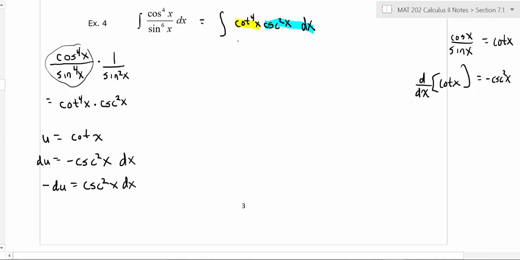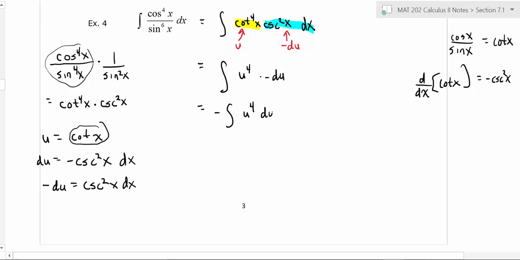Okay? So what I'm going to end up having is u is going to be the cotangent, and then negative du is going to be that part right there. So I'm going to end up having the integral of u to the fourth. Remember, I'm letting u be the cotangent, not the cotangent to the fourth, but the cotangent. And this part's going to be negative du. So I can bring the negative in front. That's a constant. So I have the integral of u to the fourth du. We know that the integral of u to the fourth by the power rule is u to the fifth over 5 plus c, and then we just plug back in.